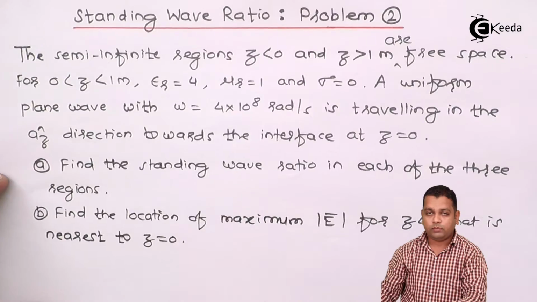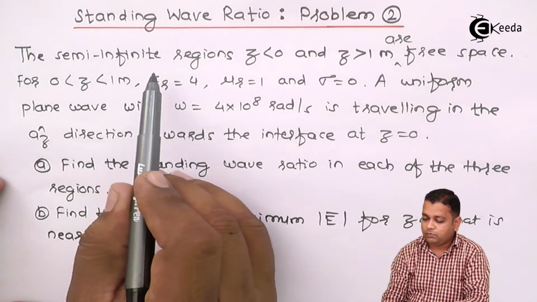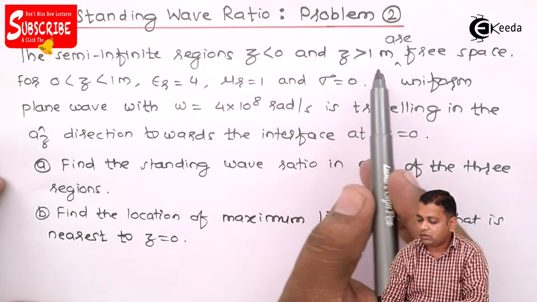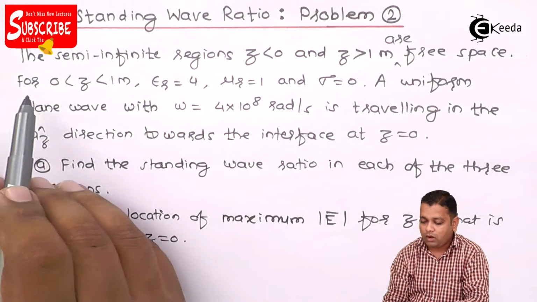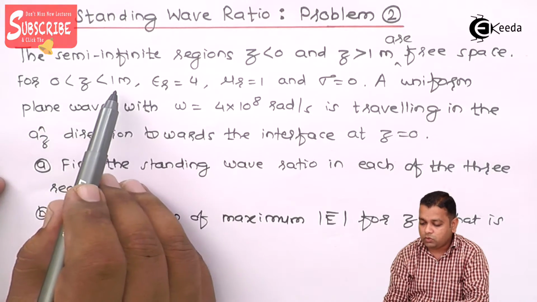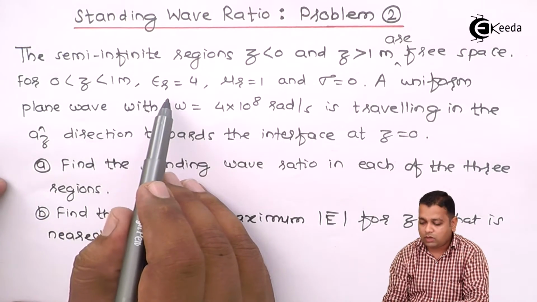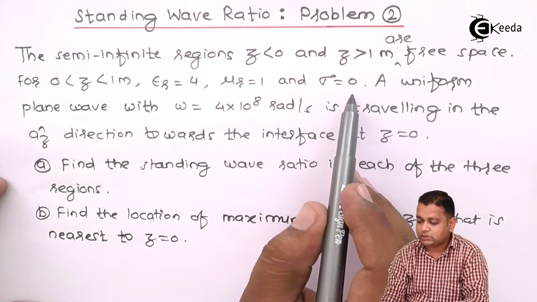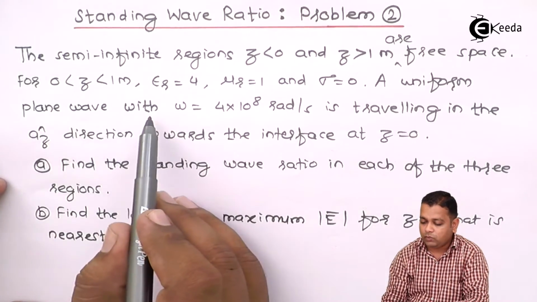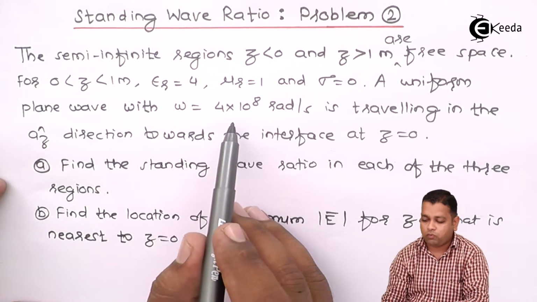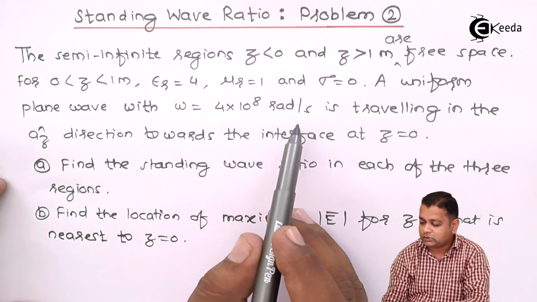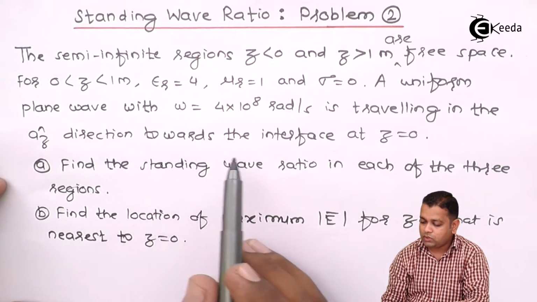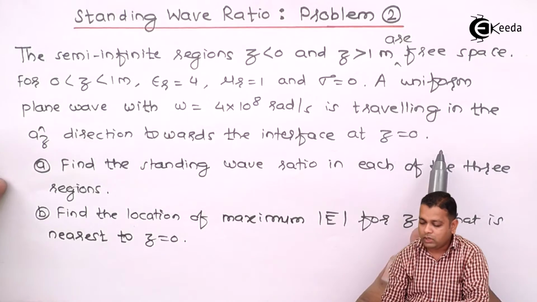So here we have the problem statement. The semi-infinite regions z less than 0 and z greater than 1 meter are free space. For z ranging from 0 to 1 meter, we have epsilon r equal to 4, mu r equal to 1, and sigma equal to 0. A uniform plane wave with omega equal to 4 into 10 raised to power 8 radians per second is traveling in the az cap direction towards the interface at z equal to 0.